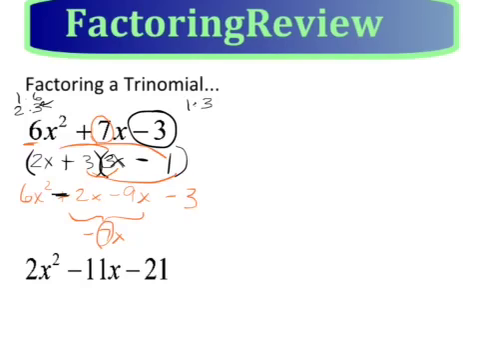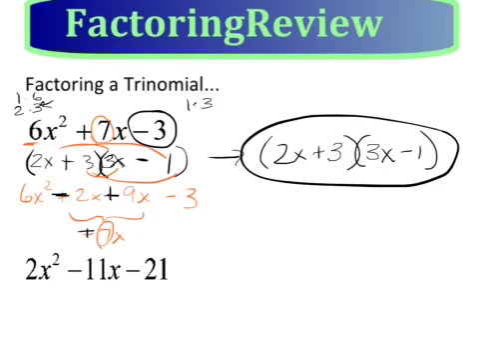That'll change these to minus 2x and plus 9x, which changes it to a positive 7. So again, just to rewrite it, nice and neat, 2x plus 3, 3x minus 1 is my final factored form.